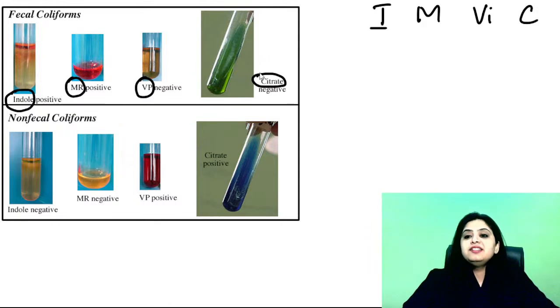How many of you hate this particular test? I'm sure many of you, because I also used to dislike it during my preparation phase. So IMViC testing: there is indole, then methyl red, then VP test, and then citrate utilization. First of all, if this is given to me as an image-based question, how will I know what is positive and what is negative? In most cases, red color means positive.